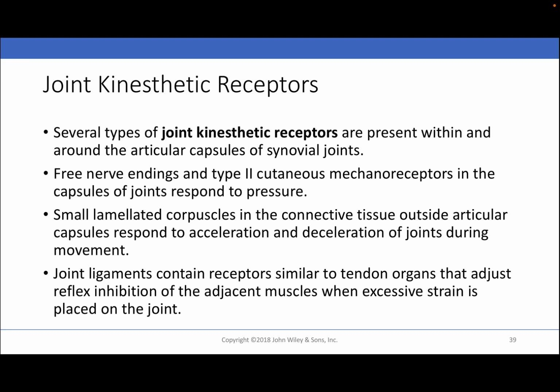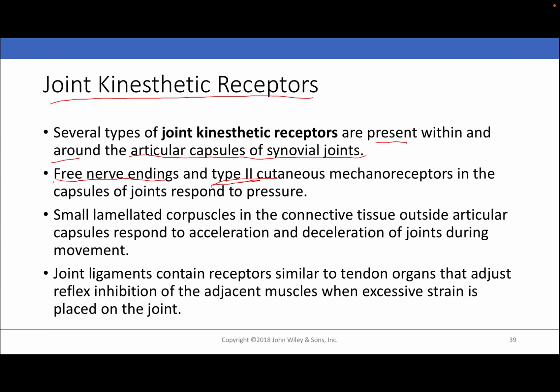And then last but not least, we have our joint kinesthetic receptors. We've got a couple of different types of joint kinesthetic receptors, but these are going to be present within or around the actual articular capsule of our synovial joints. We have 2 nerve endings. The type of receptors we see for this are our type 2 cutaneous mechanoreceptors and our free nerve endings.